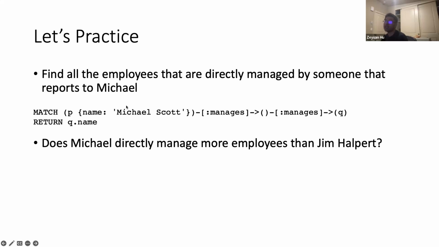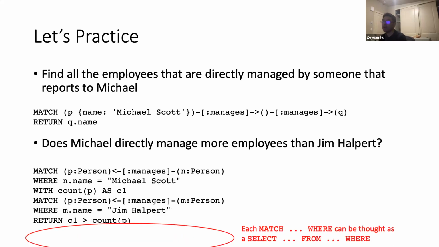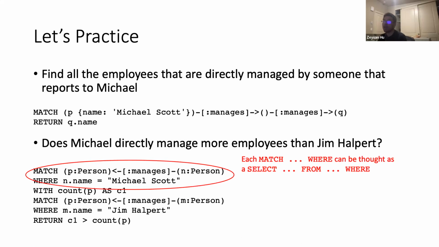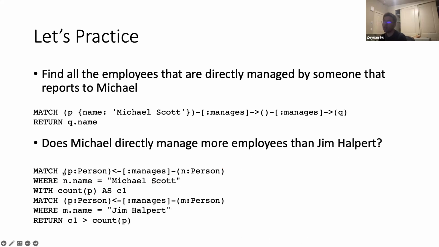And the second query is: does Michael directly manage more employees than Jim Halpert? Here we can have multiple match blocks. I call it a match block. So we have a match where, with, and then another match where, and then we return. Let's take a look at the first block. Here the first block has a P person and an N person. N person manages P person, and N.name is Michael Scott.